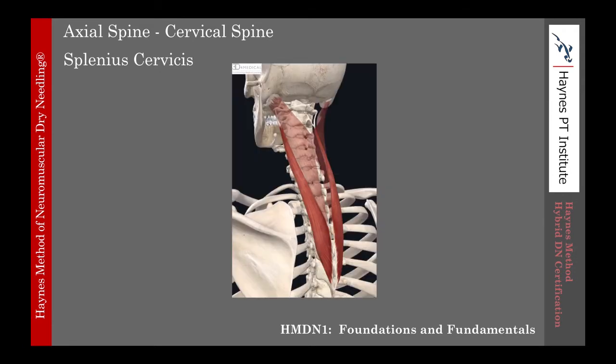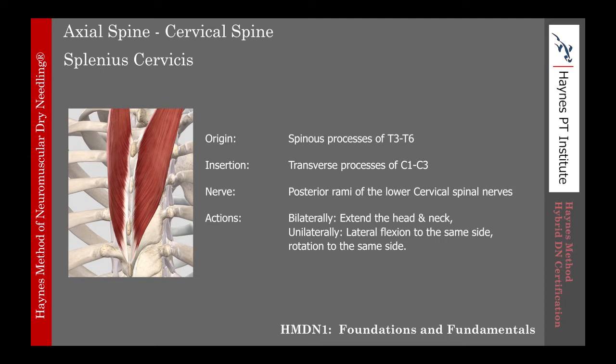And so next we'll look at the splenius cervicis. So here our origin, the spinous process of T3 through T6, and then insertion is into the transverse process of C1, 2, and 3. So this is a long muscle, and we have a separate way that we needle this down in the thoracic spine, although its main effect is up into the upper cervical. So here again, innervation is the posterior rami of the lower cervical spinal nerves. In its action bilaterally, it will extend the head and neck. Unilaterally, we'll get lateral flexion to the same side and rotation to the same side.